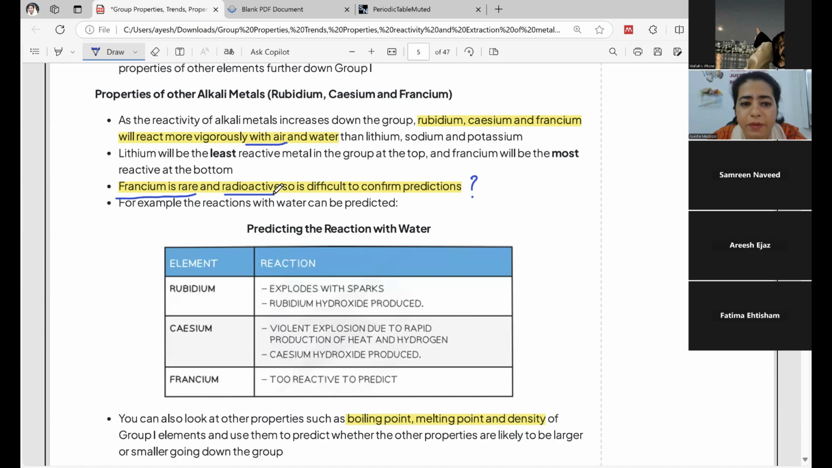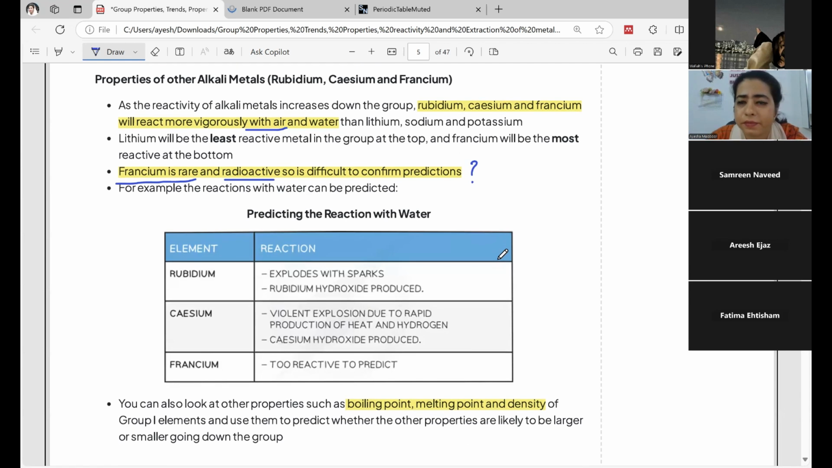Miss, I think radioactive elements are elements that give off radiation. Any example? Polonium, radium, uranium. Right, well done. So radioactive elements are those which have an unstable nucleus.